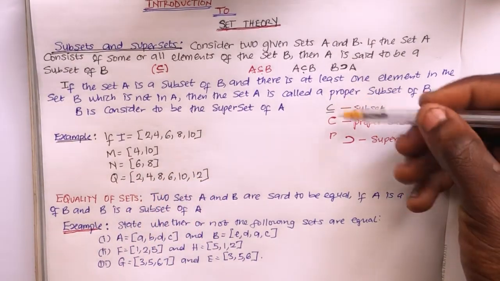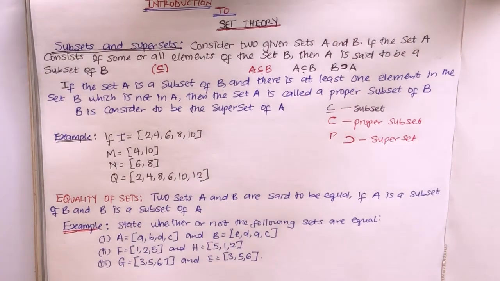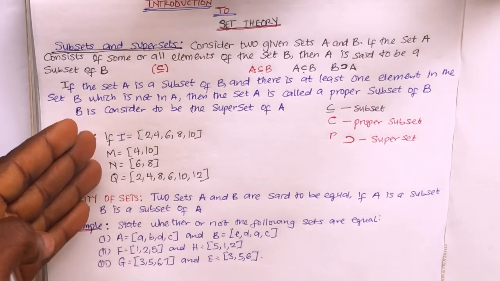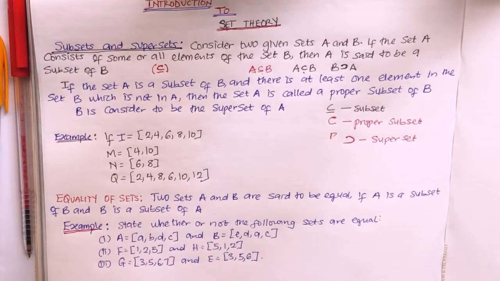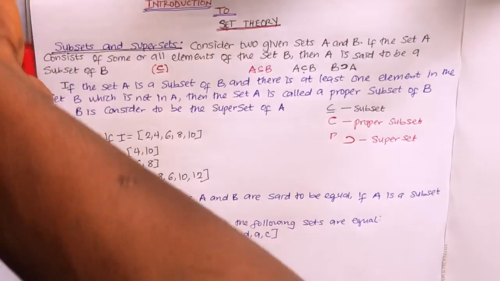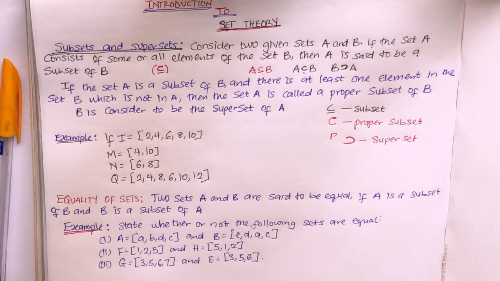Now, with the definition of subset, proper subset, and also super subset, we are going to classify them according to their subset, super subset, and also proper subset. Now, looking at this, what am I having here? If I equals 2, 4, 6, 8, 10.